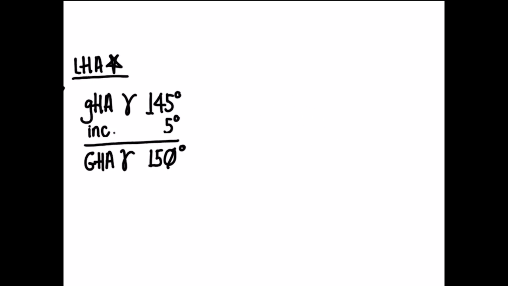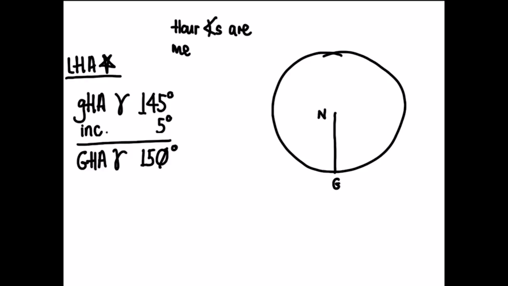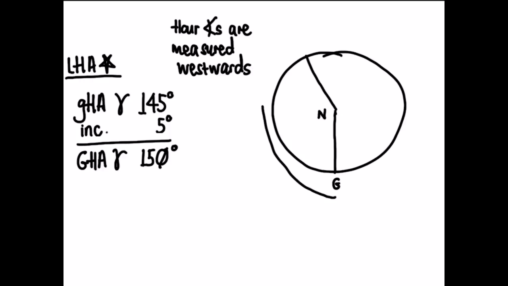Taking this to be the Earth, where the dot represents the North Pole and the line represents the Greenwich meridian, it should be noted that our angles are to be measured westwards. This means that Aries is positioned 150 degrees westwards from Greenwich.